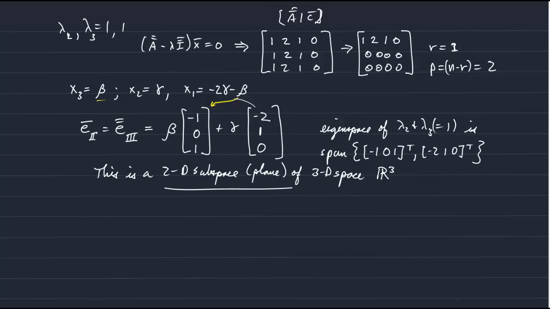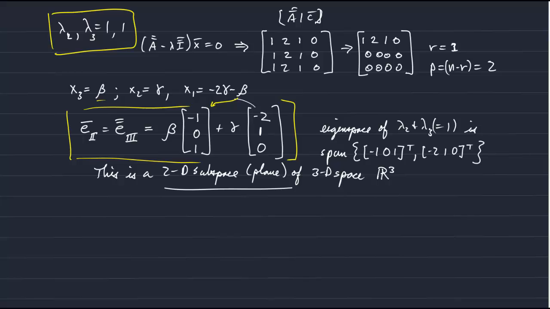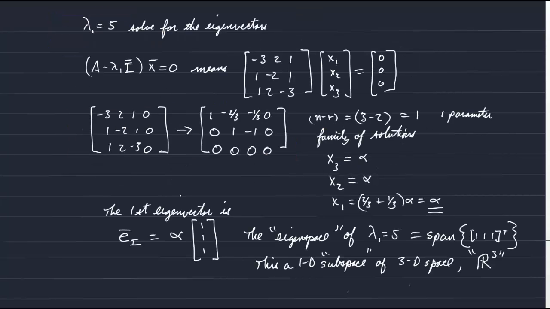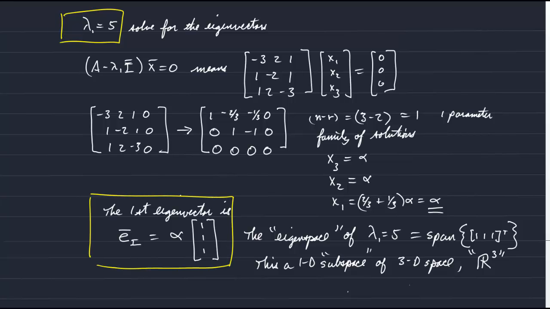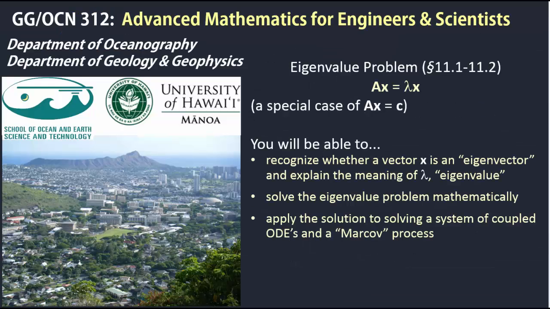So the second, third eigenvectors lie in a plane. So our solutions for the eigenvectors are this, our eigenvalues are that, and we also have the first eigenvalue and the corresponding eigenvector. And that is how to solve the eigenvalue problem.